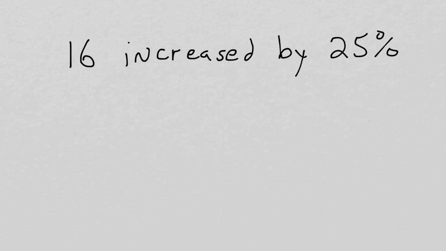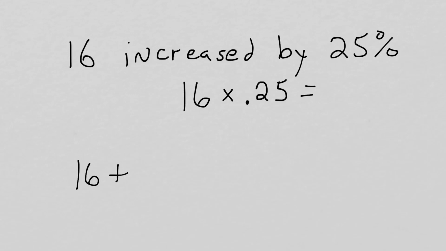Third problem, and this is how they're all going to be written inside of Delta Math. 16 increased by 25%. So I know it's going to be 16 plus something. So 16 times 25%, I make that into a decimal. 25% becomes 0.25. Put that into your calculator. 16 times 0.25 is 4. So this is going to be 16 increased by 4. Okay, 16 plus 4 equals 20. That's your answer. Move on to the next one.